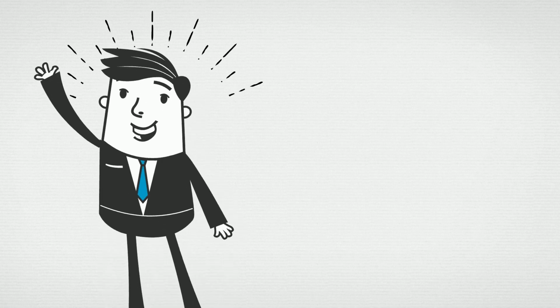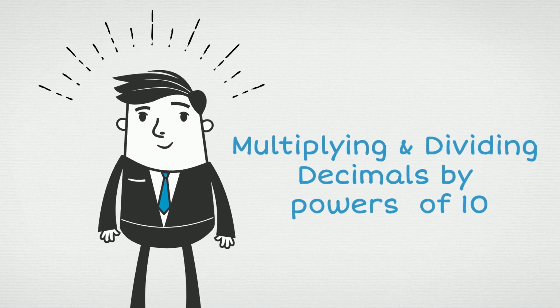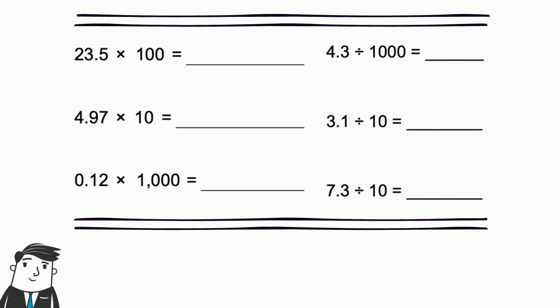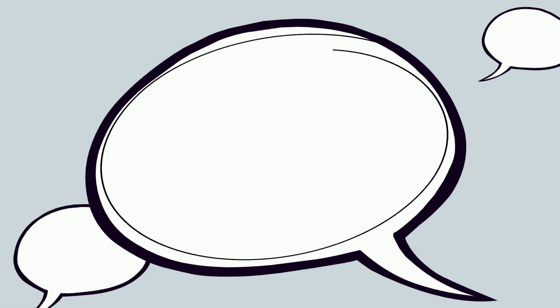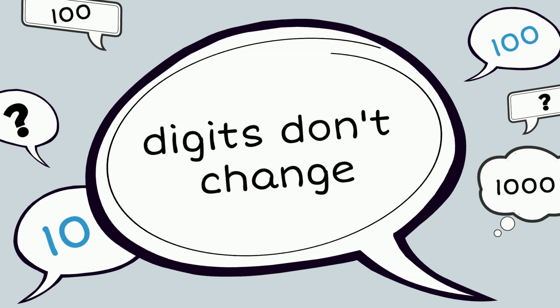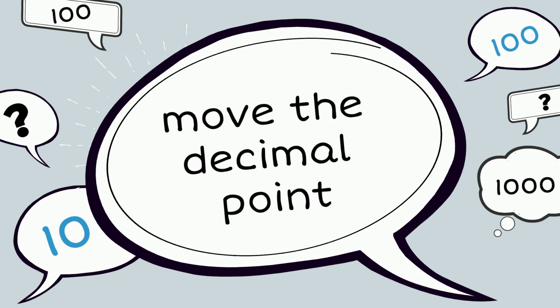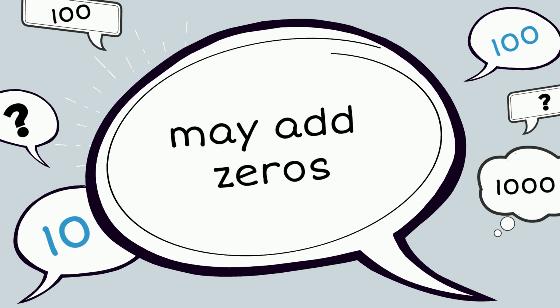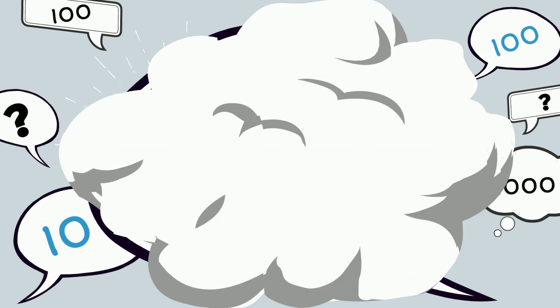Hi everyone. Today we're going to talk about multiplying and dividing decimals by powers of 10, like 10, 100, 1000 or more. It's super easy to learn. When we multiply or divide decimals by a power of 10, the main digits of the number don't change. All we have to do is move the decimal point to the right or left, and sometimes we might need to add zeros. That's it. Let me show you how.